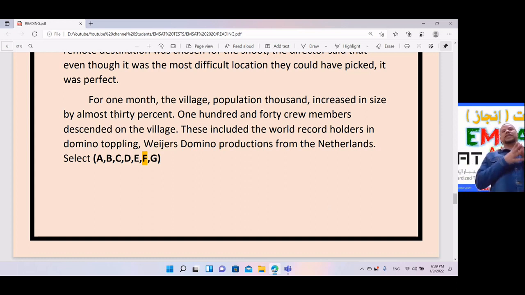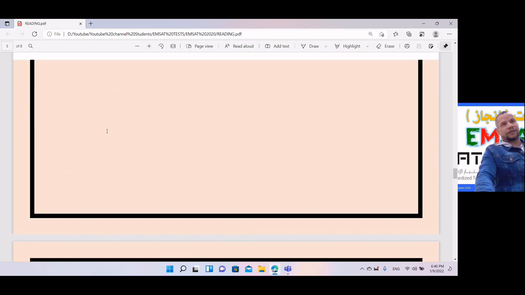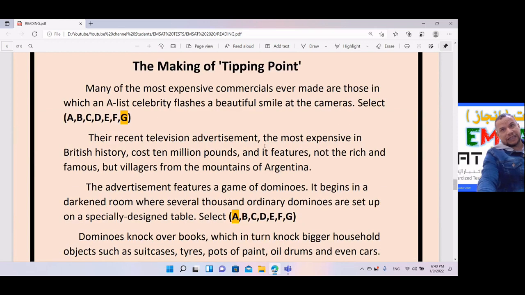140 crew members descended on the village. These included the record holders in domino toppling, Weijers Domino Productions from the Netherlands. Okay, I'm talking here about the record itself. So the answer is F. Look at F now. The answer is added to this. After all of that, the record, added to this was the total of 130 actors who were recruited from 5 neighboring towns. This is now how to answer a second time.